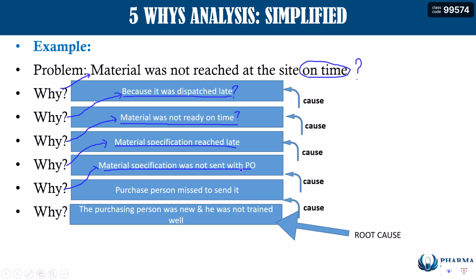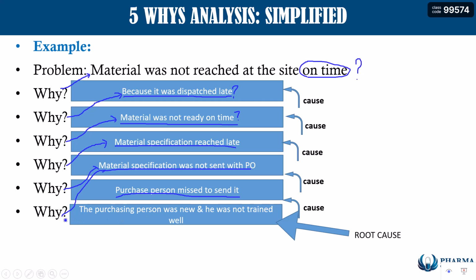Now the next why question could be: why was the material specification not shared along with the PO, isn't it? Why was the material specification not shared along with the PO? The purchase person missed to send it.